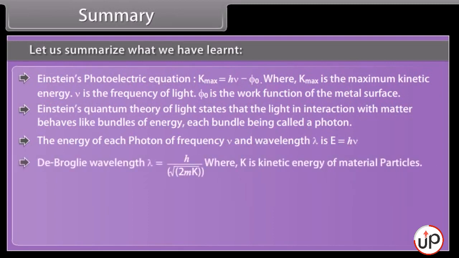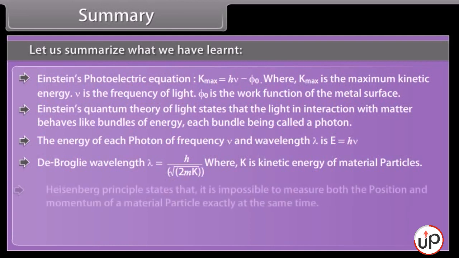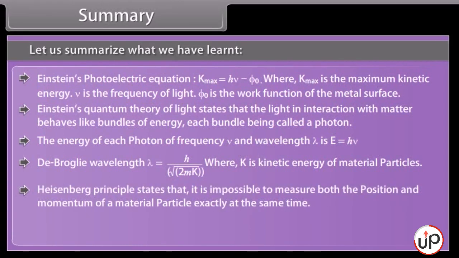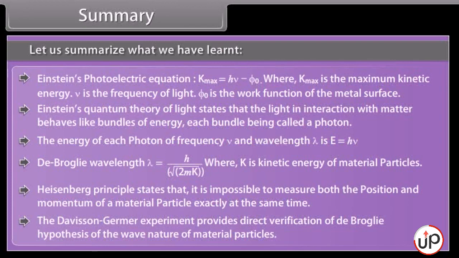The de Broglie wavelength lambda equals h by square root of 2mK, where K is the kinetic energy of material particles. Heisenberg principle states that it is impossible to measure both the position and momentum of a material particle exactly at the same time. The Davisson-Germer experiment provides direct verification of the de Broglie hypothesis of the wave nature of material particles.